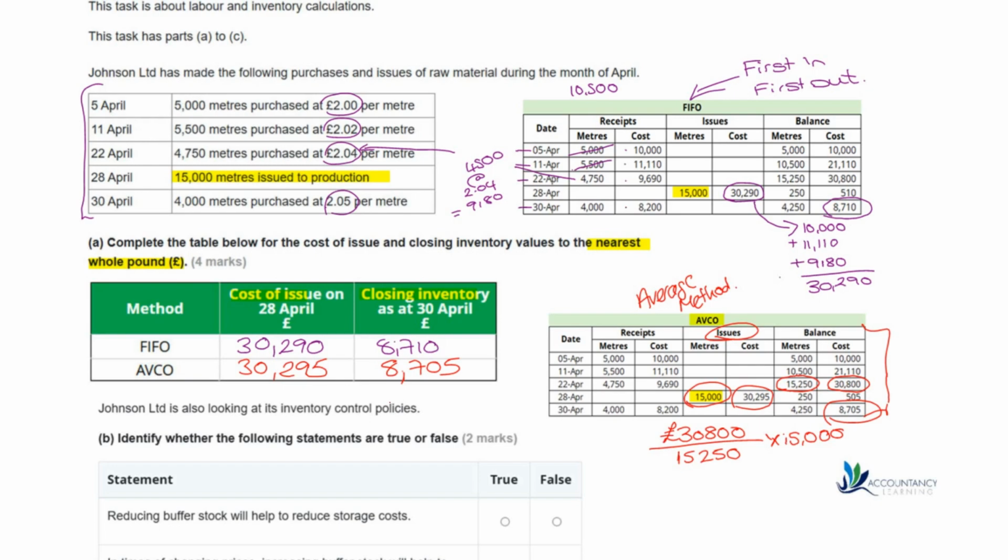So when you're working through this type of question, do draw out this table to make it really clear as to what pots you're taking from when you're doing a first in, first out, or even a last in, first out where you go in reverse. And you can easily see the balance and therefore the closing inventory.